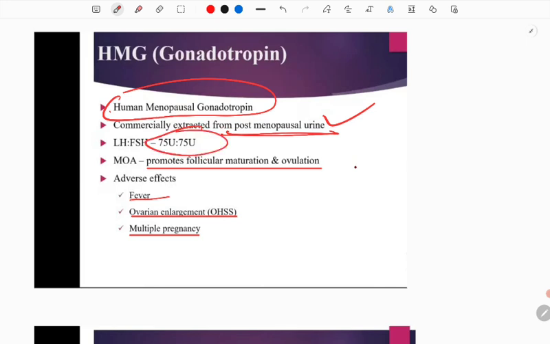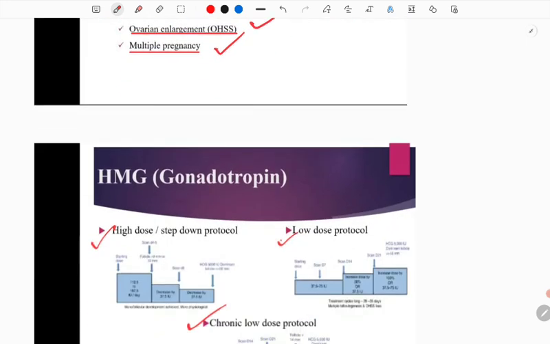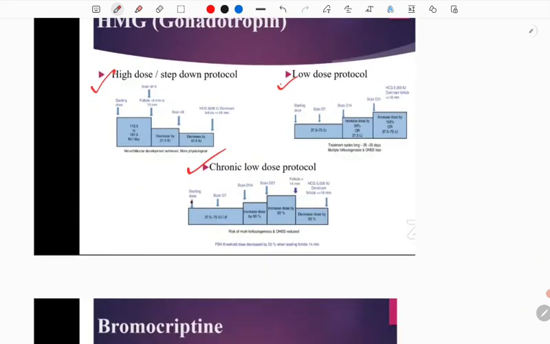75 LH, FSH ratio. Mechanism: monofollicular maturation and ovulation. Adverse effects: fever, ovarian hyperstimulation, multiple pregnancy. HMG protocols: high dose step down protocol, low dose protocol, chronic low dose protocol. Okay, very important, the high dose step down protocol.